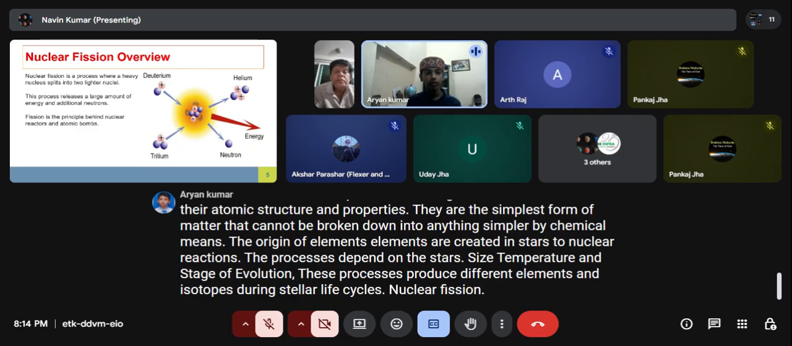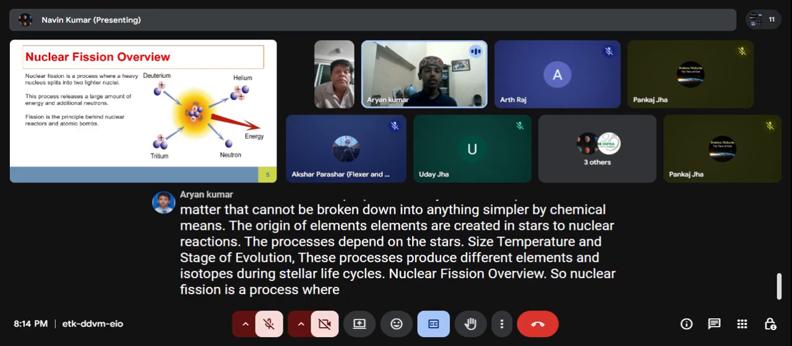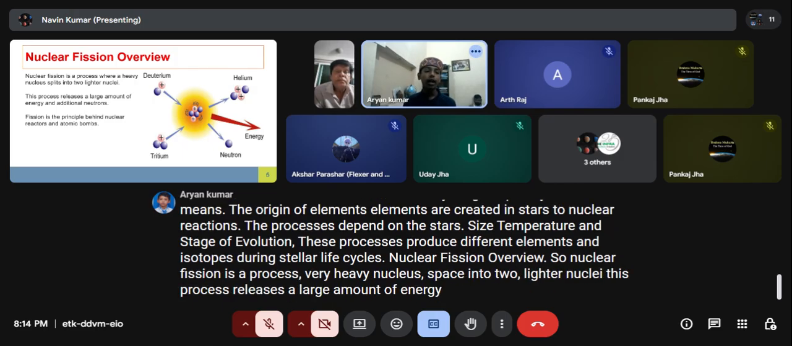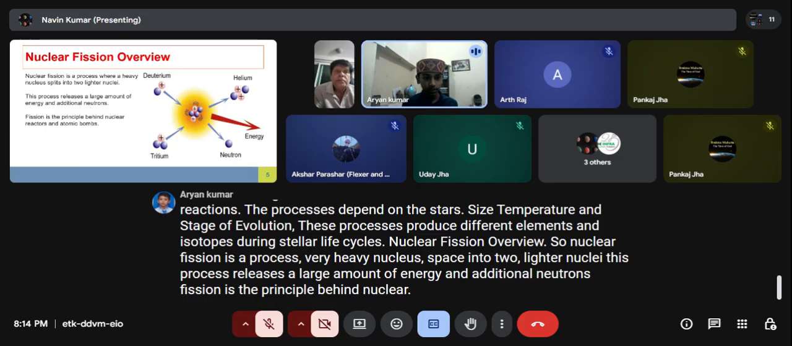Nuclear fission overview. Nuclear fission is a process where a heavy nucleus splits into two lighter nuclei. This process releases a large amount of energy and additional neutrons. Fission is the principle behind nuclear reactors and atomic bombs.